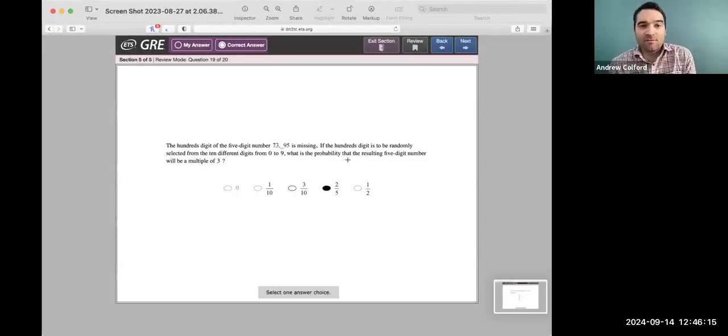The hundreds digit of the 5-digit number 73 blank 95 is missing. If the hundreds digit is to be randomly selected from the 10 different digits from 0 to 9, what is the probability that the resulting 5-digit number will be a multiple of 3?